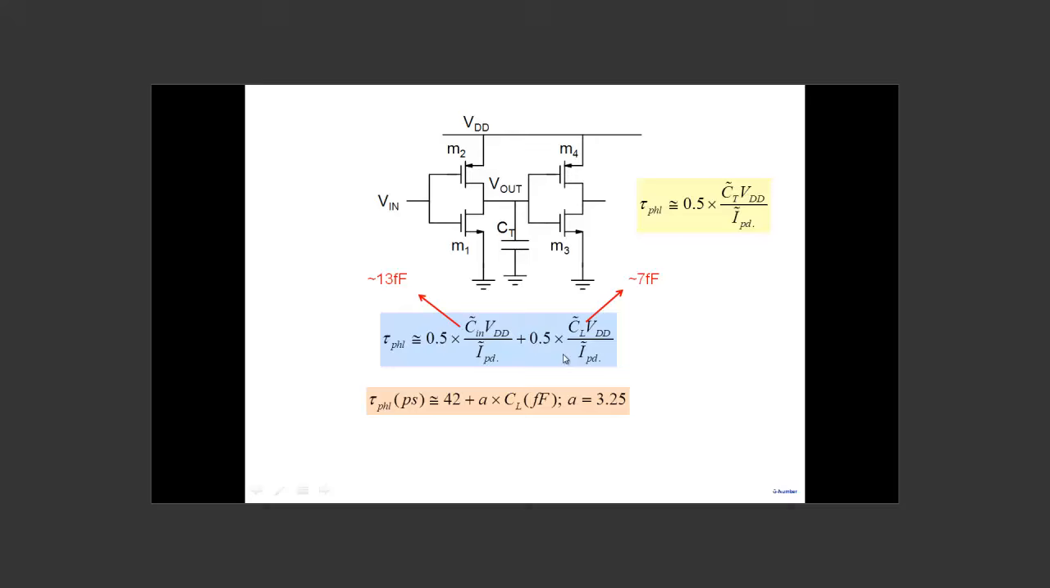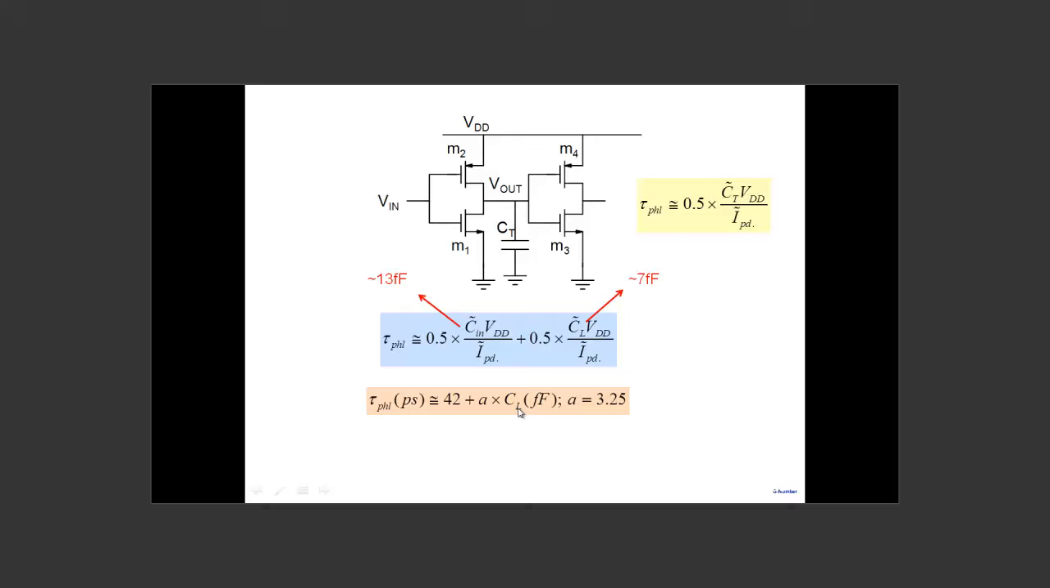So I can take 0.5 VDD, IPD, multiply them together and write it as a factor A, and CL written in terms of femtofarad. So I get a value of A equal to 3.25 picosecond per femtofarad here. So what is this telling you? Note that everything has been normalized to picosecond. What this is saying is the delay of this particular inverter is 42 picosecond, which is intrinsic, will always be there. And the remaining will depend on how much load capacitor you add.